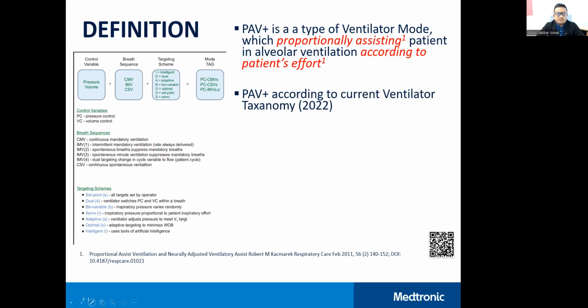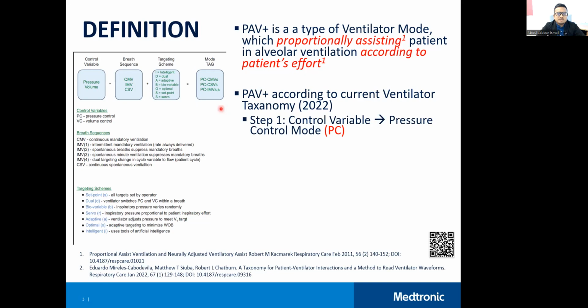When we want to describe a ventilator mode, nowadays we describe it according to the ventilator taxonomy, which has been developed by the Cleveland Clinic, part of Dr. Matt Shuba's group, the previous speaker. Step one is to see what the control variable is. For PAV plus, it is pressure control. Pressure control means the machine controls the breath by using pressure rather than setting volume. Then, how is the breath sequence delivered? It is continuous spontaneous ventilation, and each breath is triggered by the patient.